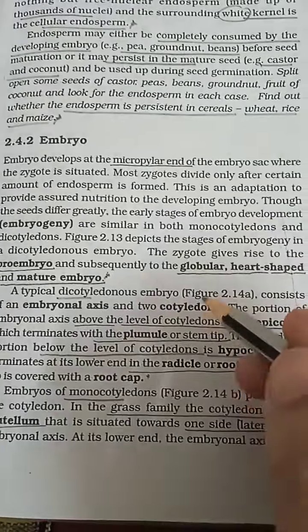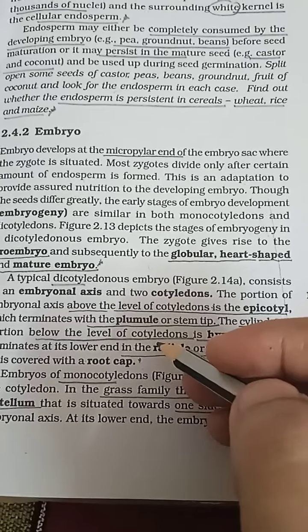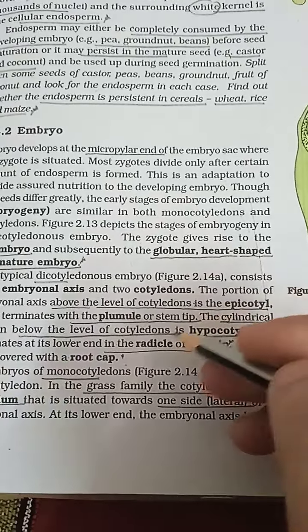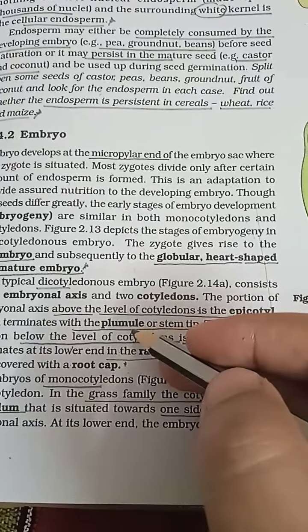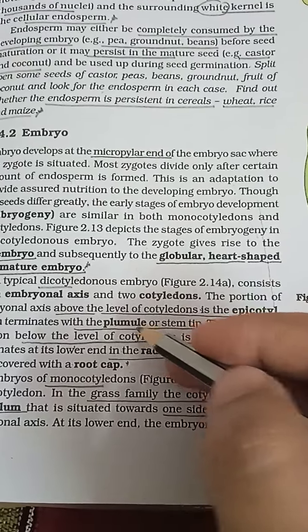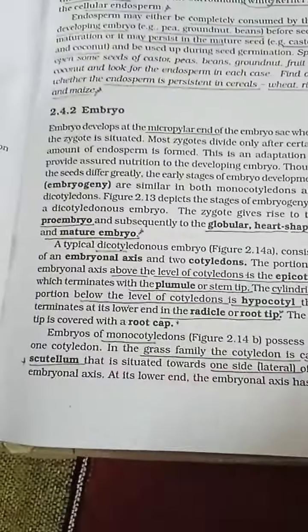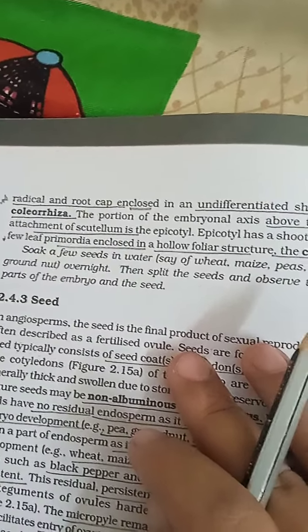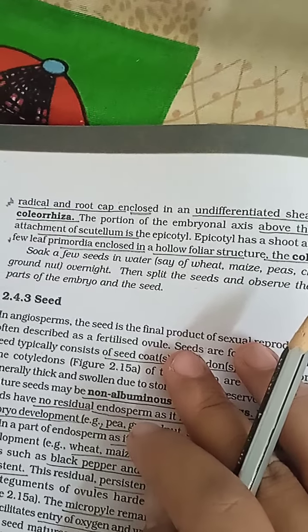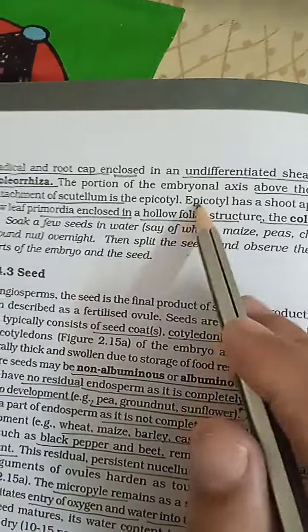Embryo. When we see the dicotyledon embryo, the dicot has two cotyledons, epicotyl and hypocotyl. Epi means above the cotyledon, hypo means below the cotyledon. The epicotyl forms the plumule, which forms the shoot, and the hypocotyl forms the radicle, which forms the root cap. In the monocot, the cotyledon is known as the scutellum and provides nourishment. Very important. In the monocot, there are two structures, coleorhiza and coleoptile. Coleorhiza is an undifferentiated sheath which covers the radicle and root cap, and coleoptile is a foliar structure which covers the plumule.